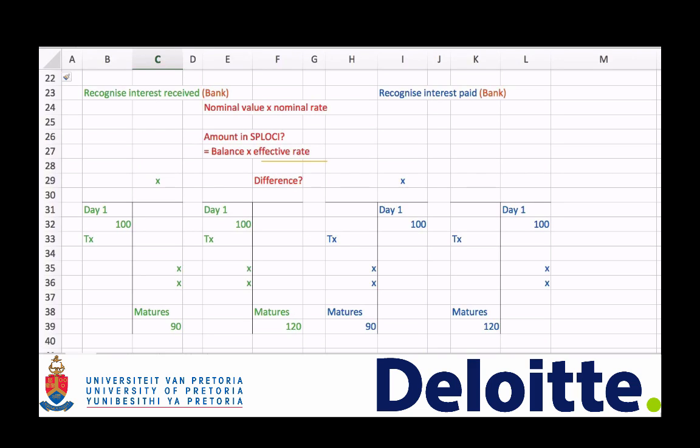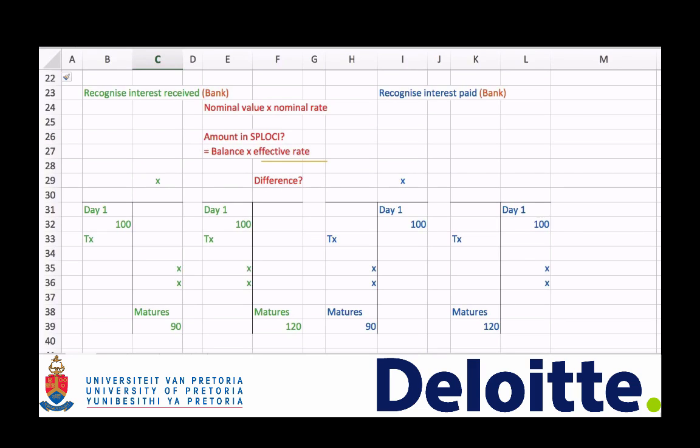But if, for example, look at the first green tier account, the amount recognized initially was R100 if there's no transaction costs, but it matures at a discount for R90. So over the period of this debenture, we will need to decrease this account from the R100 down to the R90.